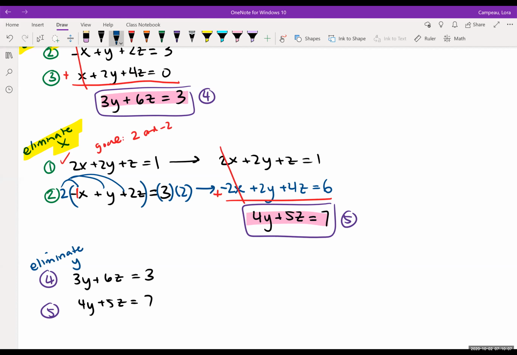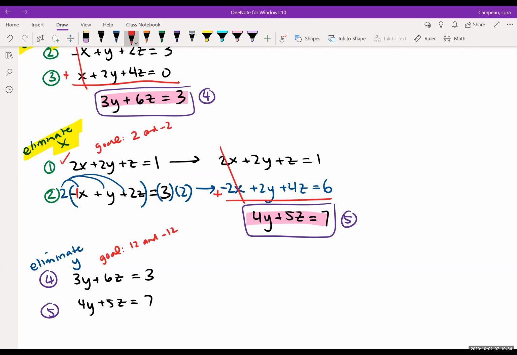So I'm making myself a note. Right now I'm noticing that the coefficients of my y's are 3 and 4. So I need to find a number that both 3 and 4 go into, and the smallest number is 12. So my goal is to get a positive 12 and a negative 12. All this I'm thinking in my head, but I do write myself notes so I don't lose track.